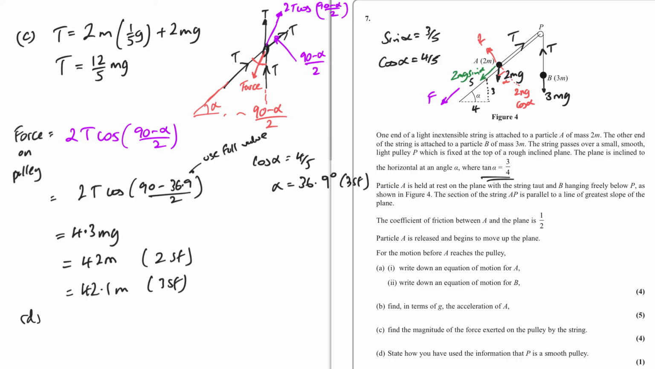And then final part D. How have we used the information that P is a smooth pulley? Well, it just means that the tensions are the same. So tensions either side of pulley are the same. Or words to that kind of effect.